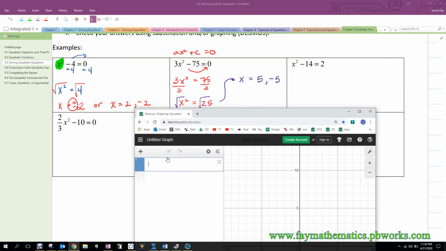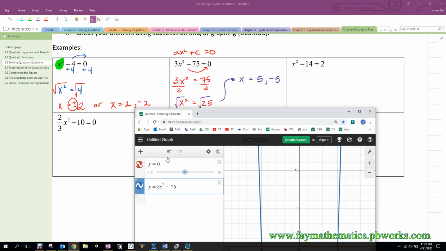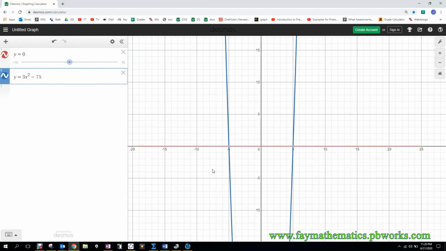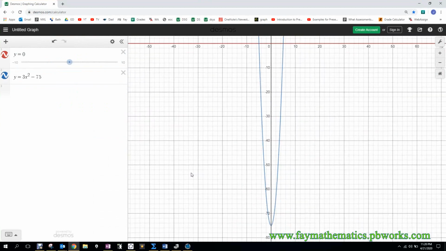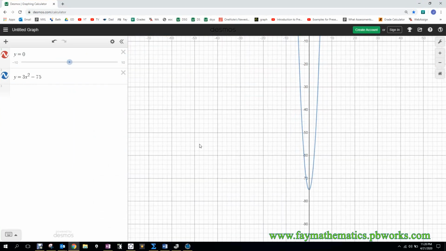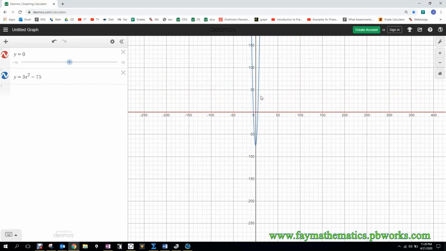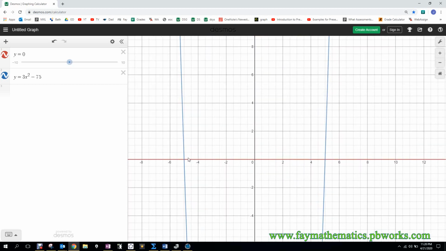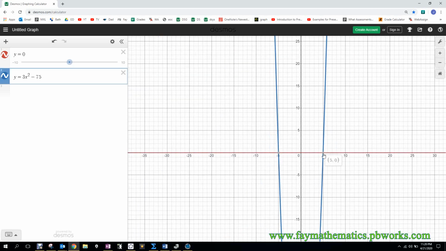First thing we can do, we can just graph y equals 0. Obviously, that's just the x-axis. And let's graph y equals 3x squared minus 75. And remember what we're trying to do. We're trying to see where the blue parabola, having some zooming issues here, where does the blue parabola intersect the x-axis, so the line y equals 0? Well, I think you're seeing right there at -5 and right there at positive 5 is where they intersect.